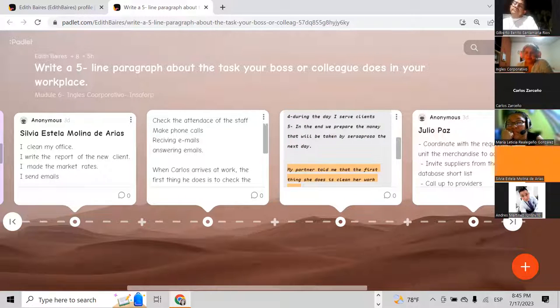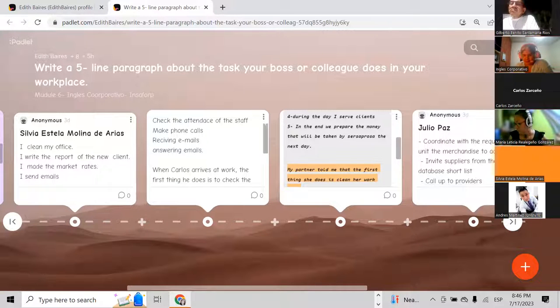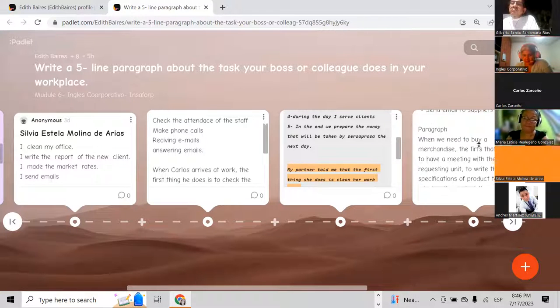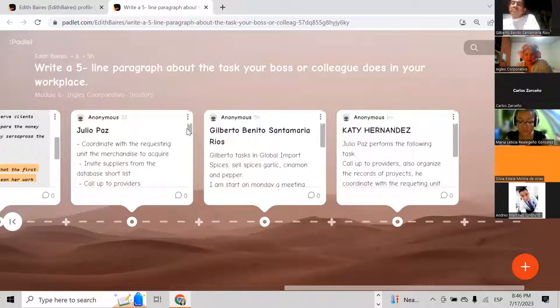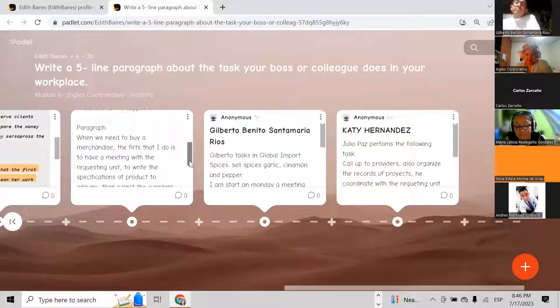Okay, good. Let me see, coordinate with the requesting unit merchandise to acquire, buy supplies from the database, shortlist, call up providers. Okay. Let me see the paragraph here.